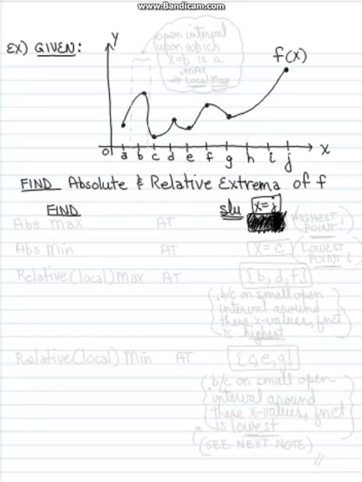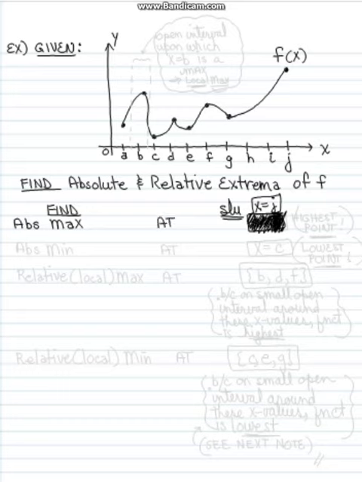Here we're given a function graph, and I've marked x values on the bottom axis. This is f of x, and we're asked to find absolute and relative max and min of the function. So first we're going to find the absolute maximum.